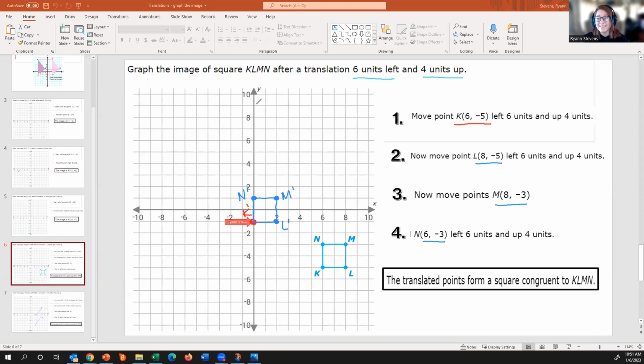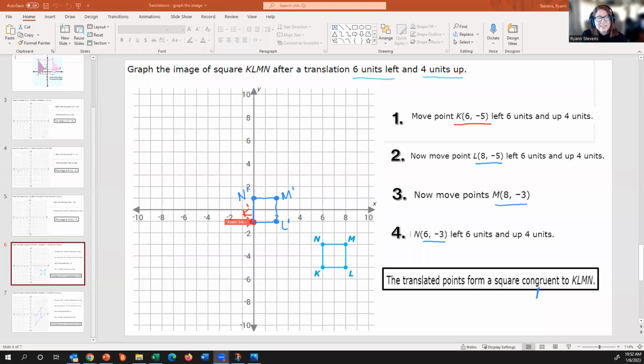So in this question with the square, we moved 6 units left and then 4 units up. And that's where changing it hasn't changed the size of the shape. When we think about this term congruent, that's what we mean when we talk about congruent. It's the same size, same shape as it was to begin with.